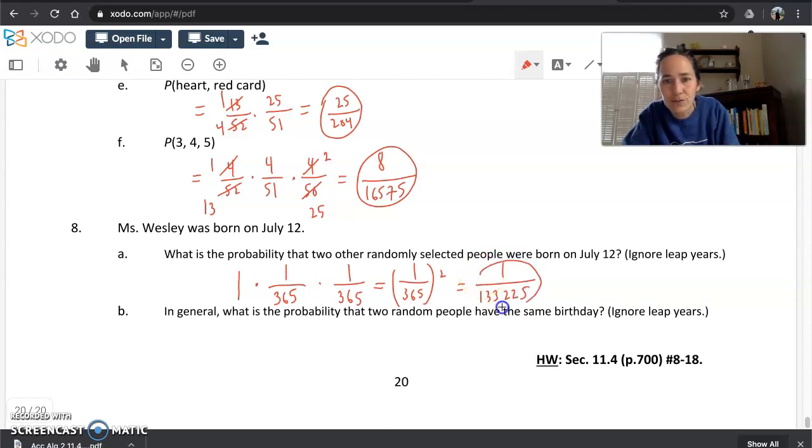And last but certainly not least, let's just emphasize it. In general, if you just have 2 random people, what are the odds they have the same birthday? It's not 1 in 365 squared. The first person always definitely has their birthday. The second person just has to match them. So 1 in 365 on its own is going to answer that question for you.